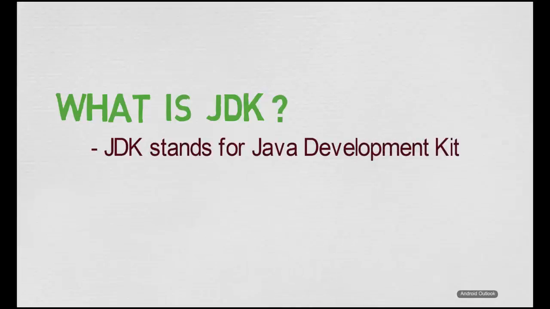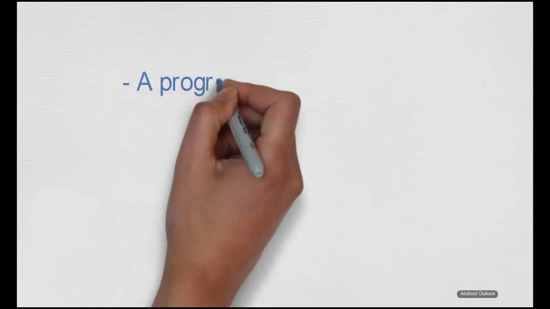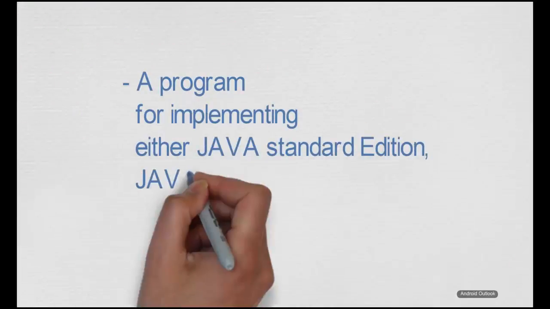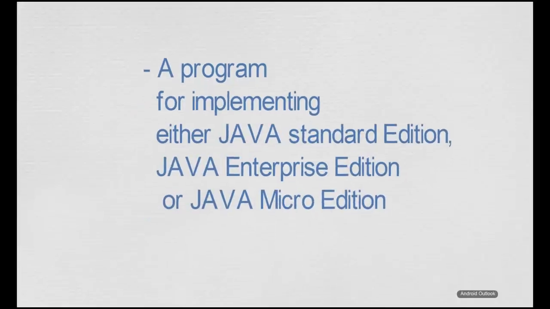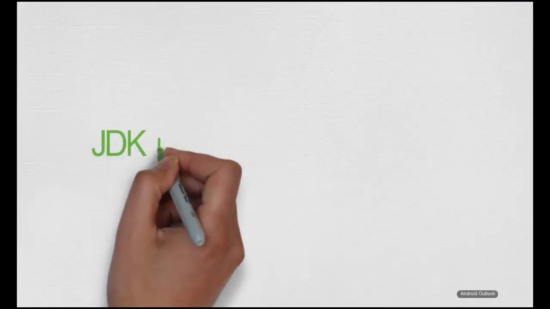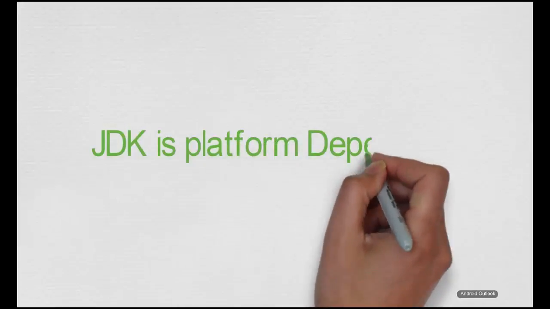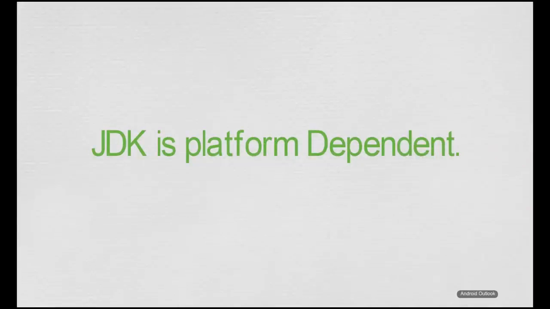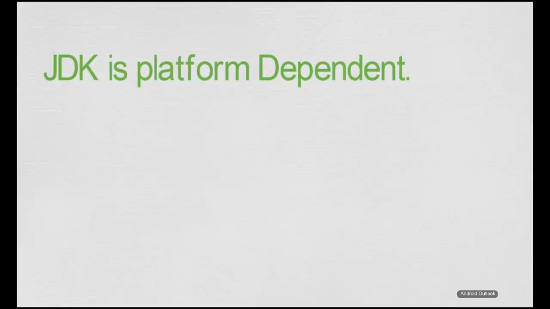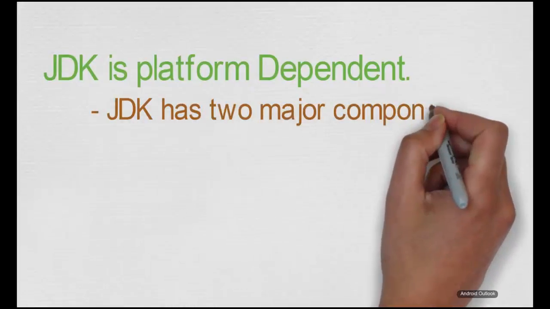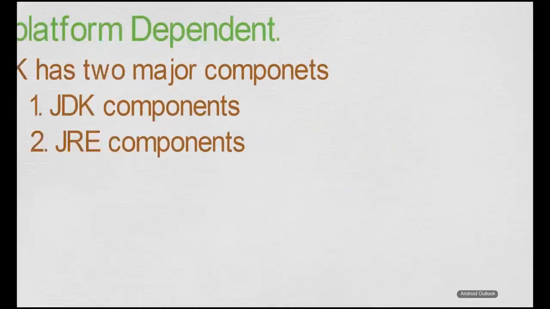JDK is a program which is responsible for implementing either Java Standard Edition, Java Enterprise Edition or Java Micro Edition. JDK is platform dependent, that is, there are different types of JDK for different types of platforms like Windows, Linux, Mac and Solaris. When we install Java JDK, we will get two major components. One is JDK components and another is JRE components.